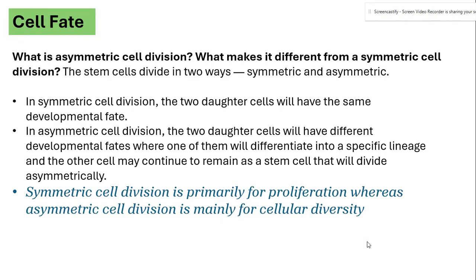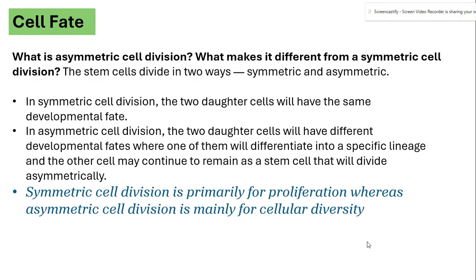What is asymmetric cell division? What makes it different from a symmetric cell division? The stem cells divide in two ways, symmetry and asymmetry. In symmetric cell division, the two daughter cells will have the same development fate. In asymmetric cell division, the two daughter cells will have different development fates, where one of them will differentiate into a specific lineage. The other cell may continue to remain as a stem cell that divides asymmetrically.